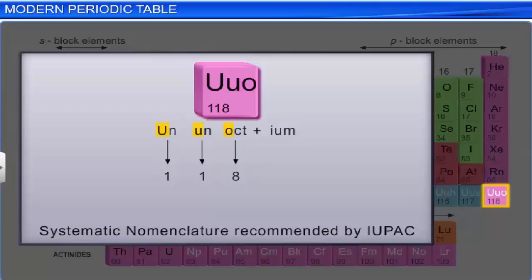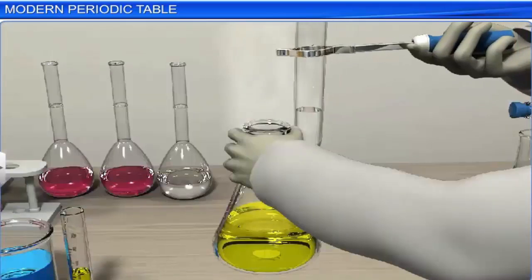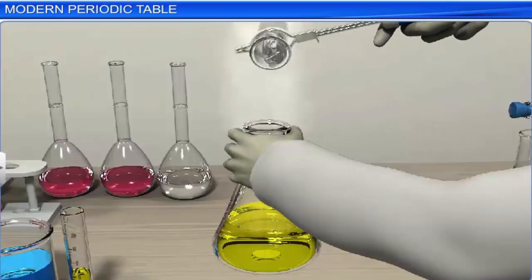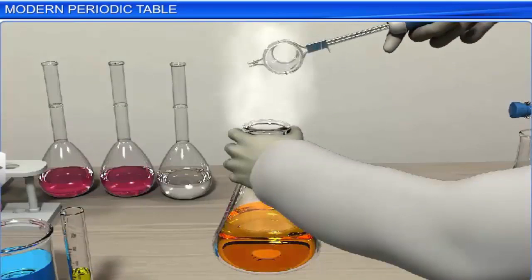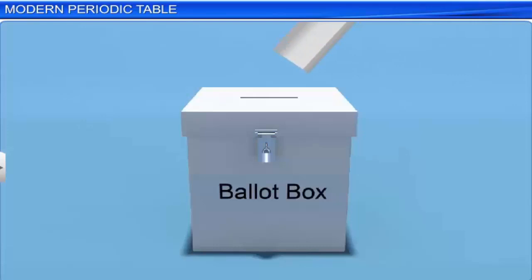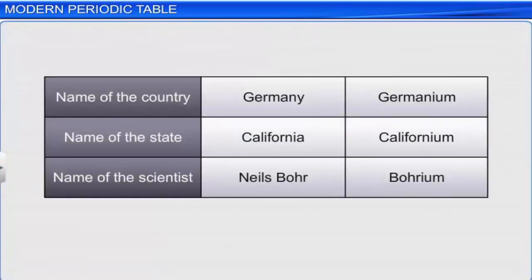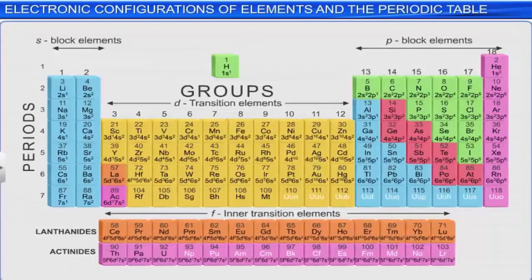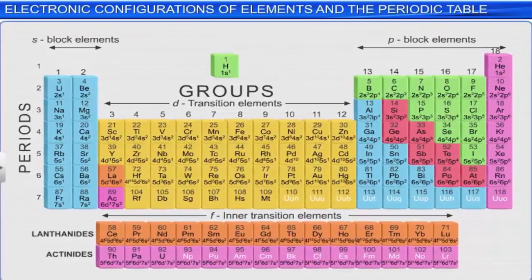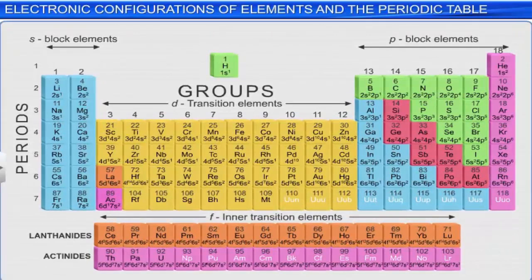After the discovery of the new element is proved, it gets a permanent name and symbol by a vote of IUPAC representatives from each country. The permanent name, thus obtained, might reflect either the name of the country or its state, like germanium, californium, and bohrium. The long form of periodic table is the most widely used modern periodic table.